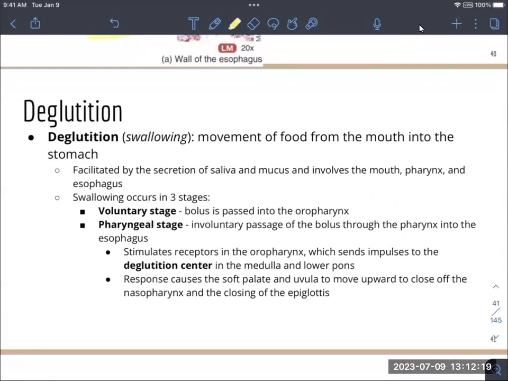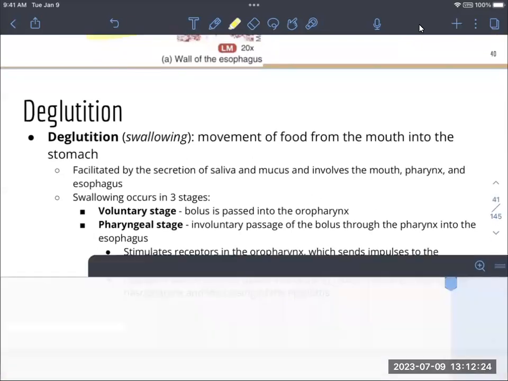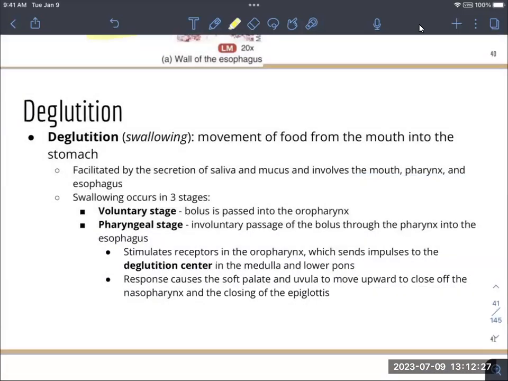Swallowing or deglutition. That is the process of food going from the mouth to the stomach. So it happens in 3 steps. That first part is the voluntary. Once we chew food up, it turns into a bolus. And that goes in from your mouth into that oropharynx.